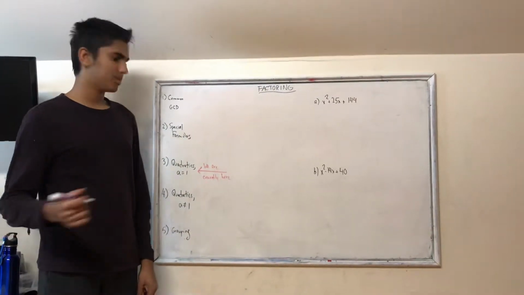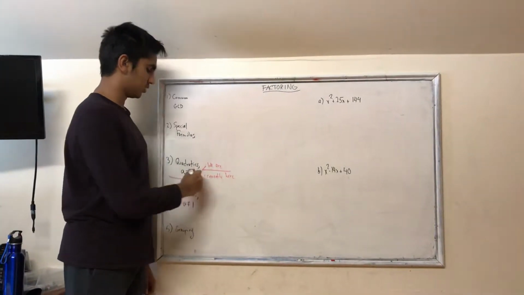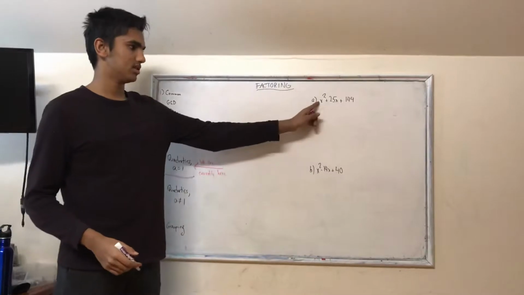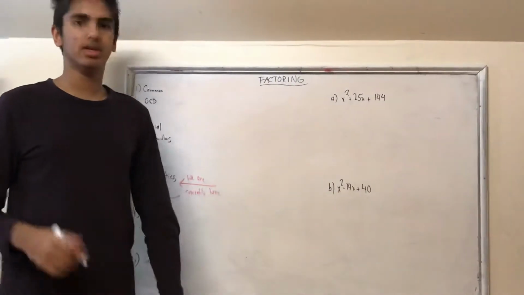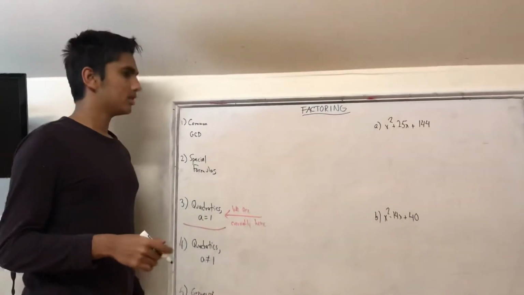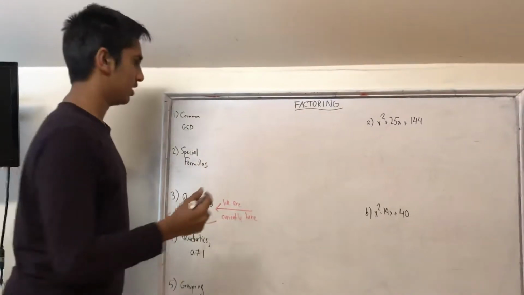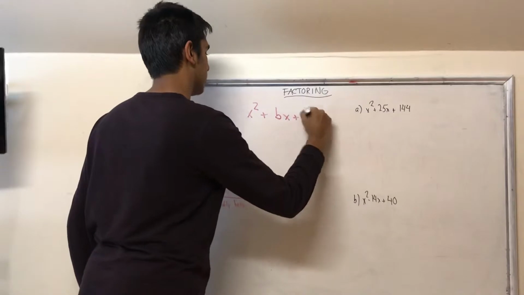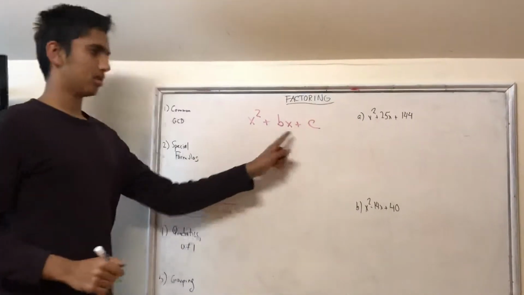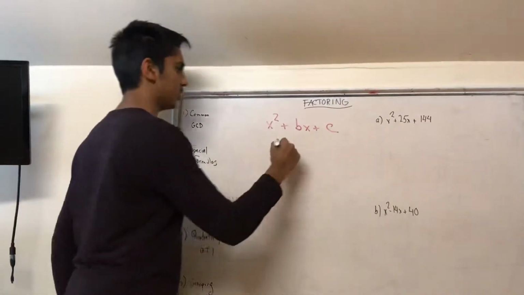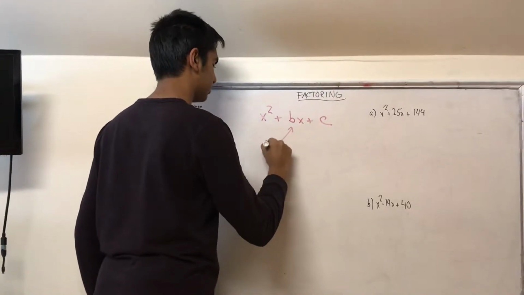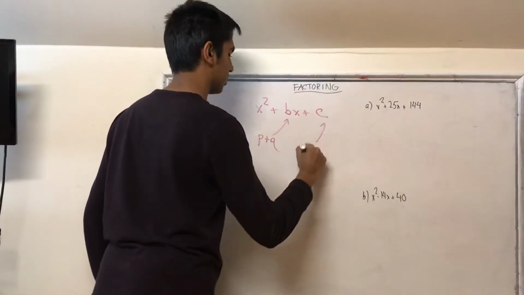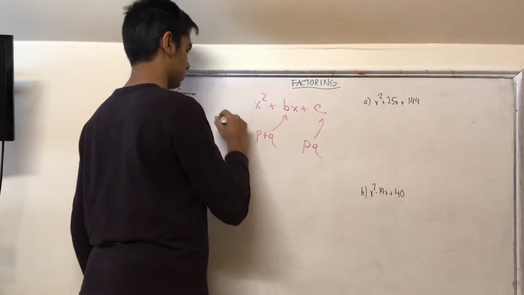Alright, so now we're on the next step of our journey of factoring, and we're doing quadratics where the leading coefficient, so this is the coefficient of the x squared, is just 1. So the main process is that if you have something in the form x squared plus bx plus c, where these are coefficients, we want to find two numbers that add up to b, and two numbers that also multiply to c.